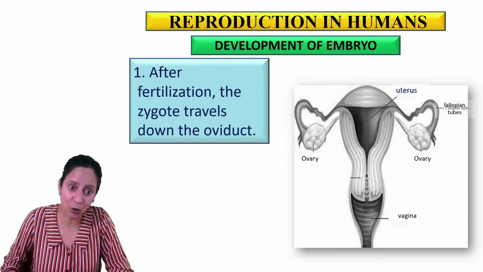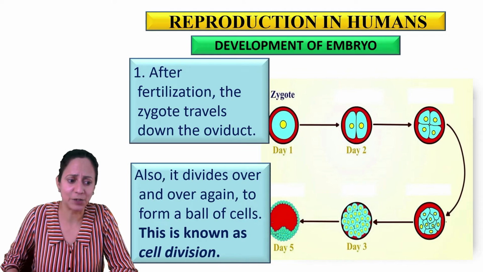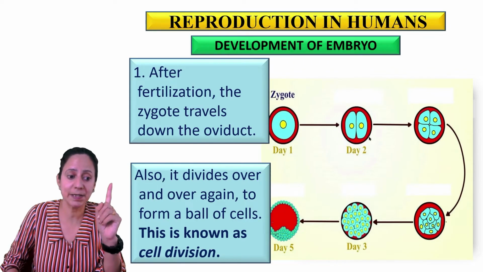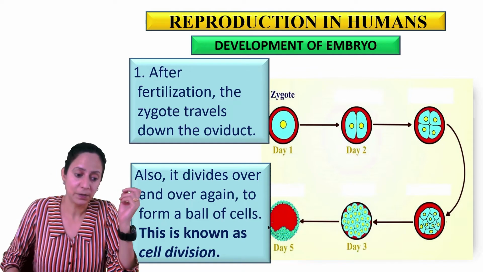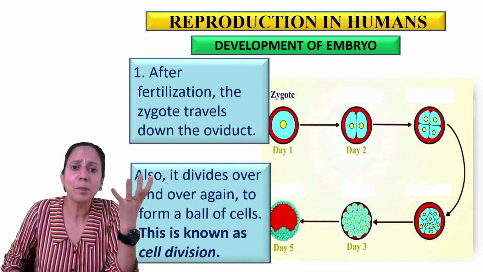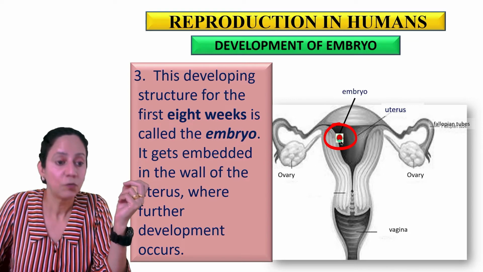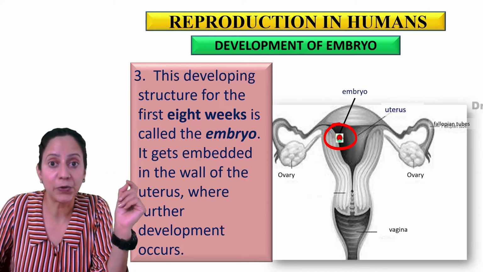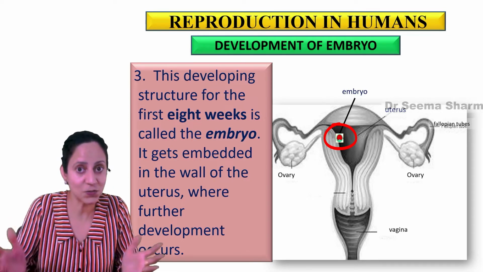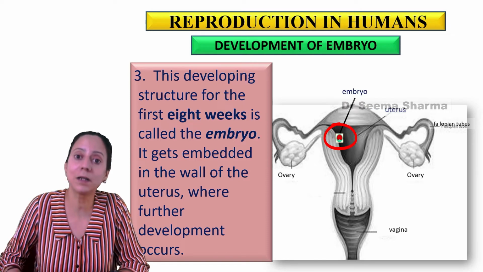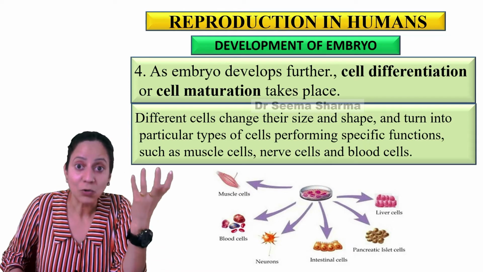When it is pushed downward, it is also going for division. There is repeated cell division. On day 1, it is single celled. By the end of the second day, it is two-celled and likewise keeps on dividing and redividing, and it forms a ball of cells. All cells are similar. This developing structure, for the first 8 weeks, is called an embryo. The embryo gets embedded in the inner wall of the uterus, where the rest of its development continues. Initially, all cells are the same in shape and size, and they are called stem cells.